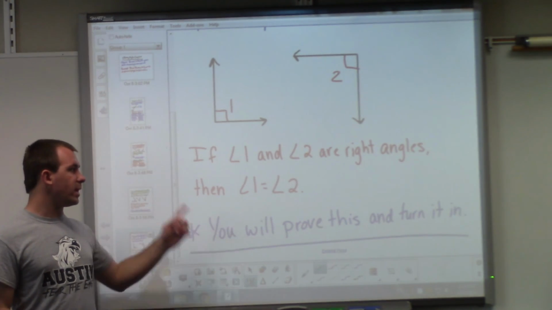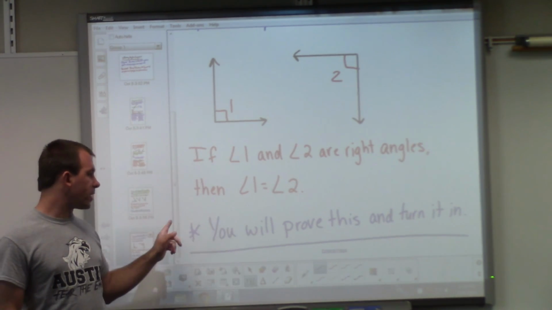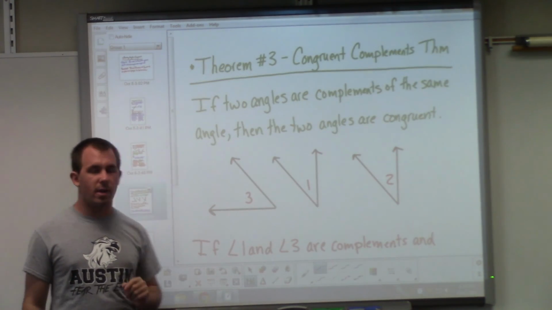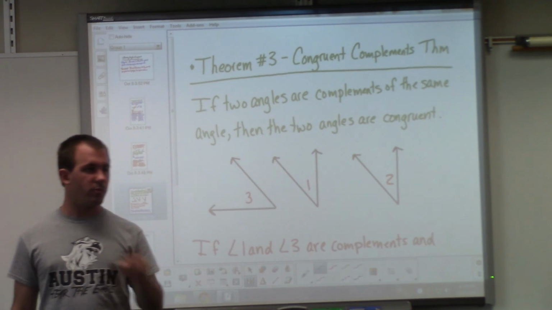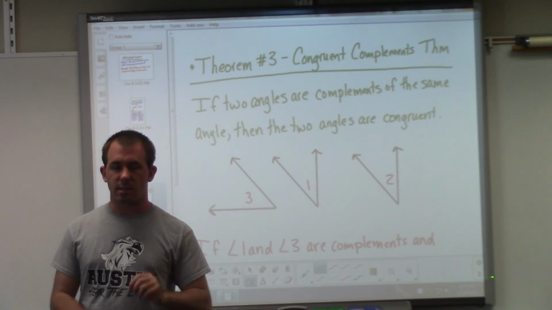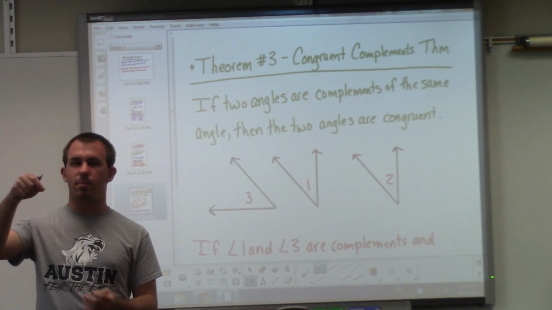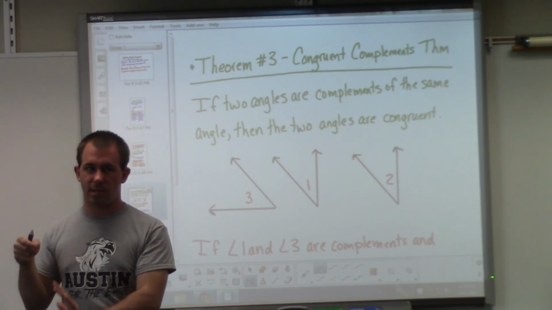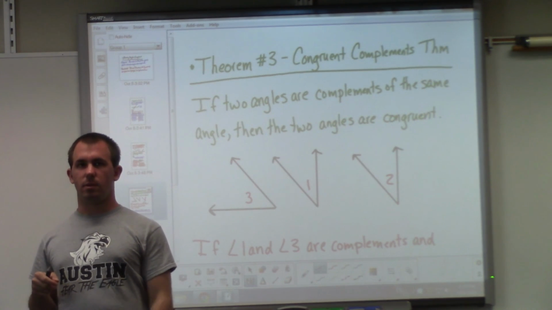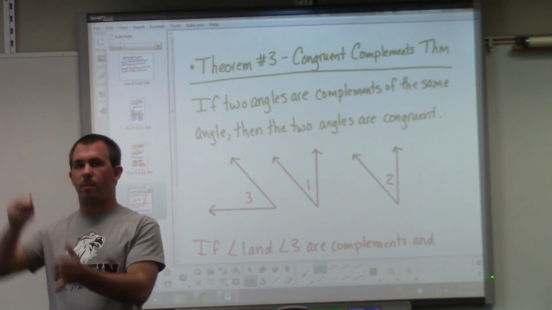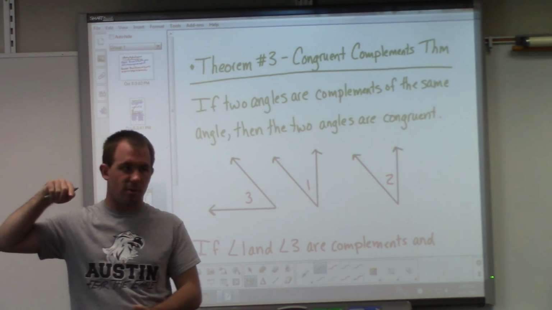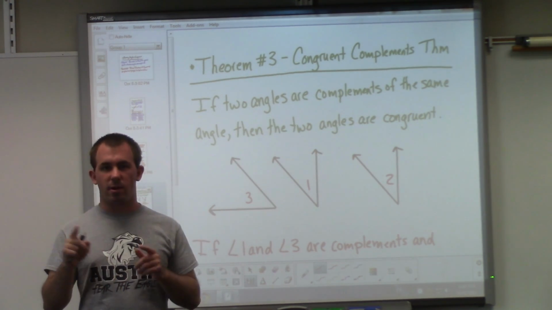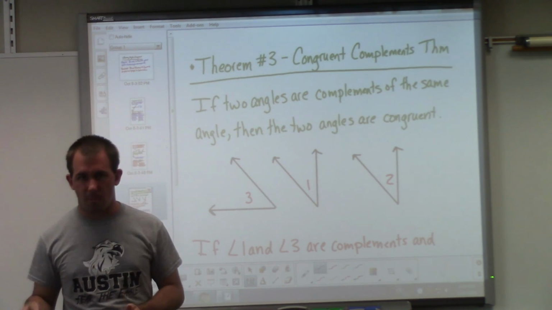But remember, you need to prove theorem number 4, the right angles theorem, and theorem number 3, the congruent complements theorem. You need to prove those on a separate piece of paper. They can be proven on the same piece of paper. I would actually prefer that. You can have one on one side, one on the other, or both of them on the same side, because you should be able to fit both on the same side. And you are going to turn that in before you leave for break.